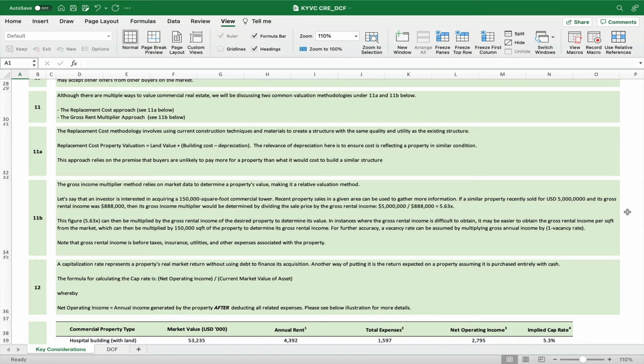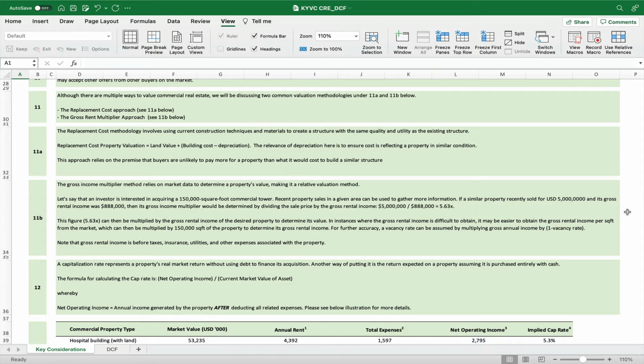Then its gross income multiplier is determined by dividing that value, 5 million, by 888,000 to get 5.63x. This 5.63x is a multiple that could be applied on a similar property in order to get its valuation. So let's say that in order to get the valuation on that 150,000 square foot commercial tower, two things are needed: how much this tower would be able to generate in gross income per annum, and that 5.63x multiple. And we'd multiply the two together in order to get the valuation.